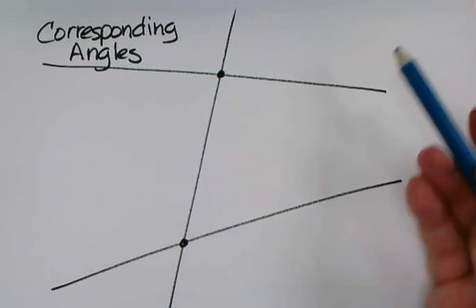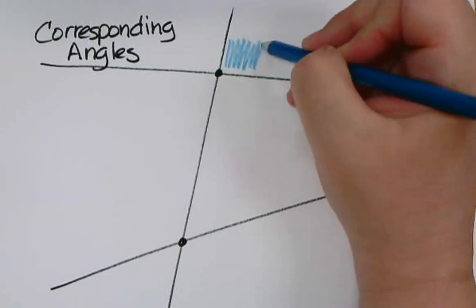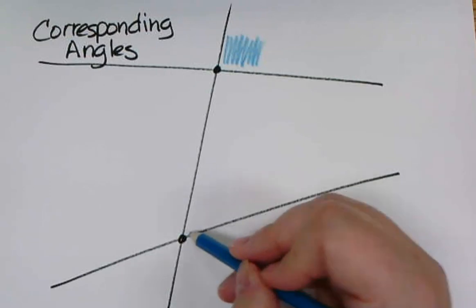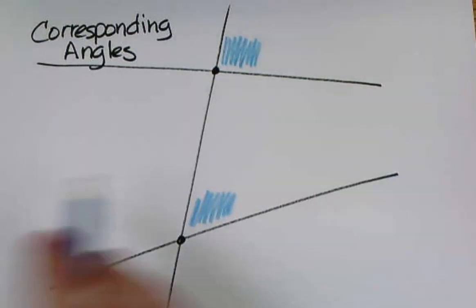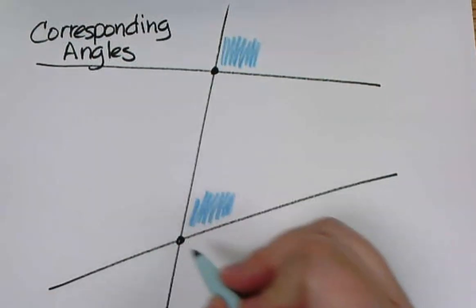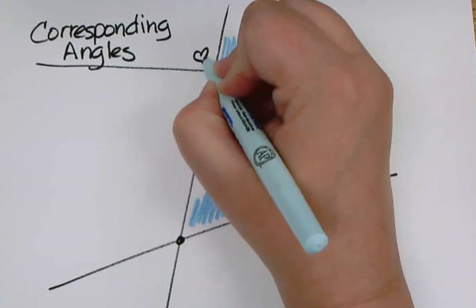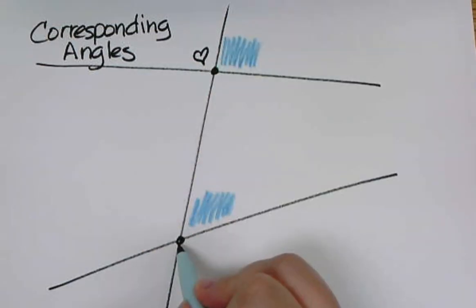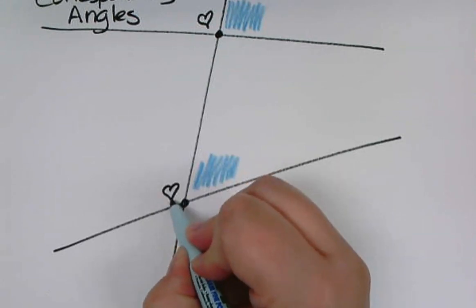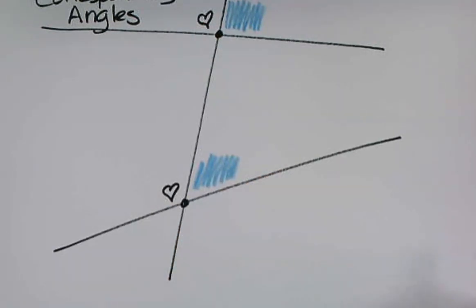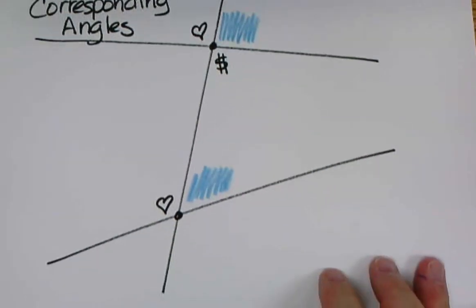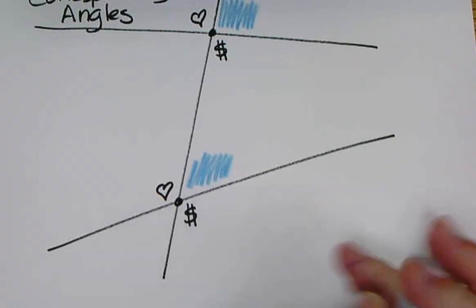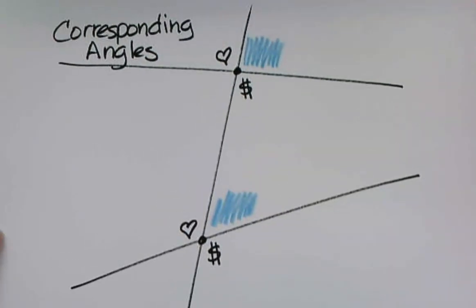For instance, like the upper right corner of this intersection, the upper right corner of this intersection. Those are corresponding angles. Okay, let's switch back to symbols. How about the upper left corner of this intersection? Then I go down here and it's the upper left corner of that intersection. The bottom right corner of this intersection corresponds to the bottom right corner of this intersection. They just sort of go together. They're in the same position at their different intersections.